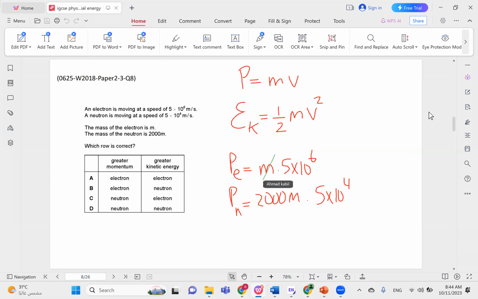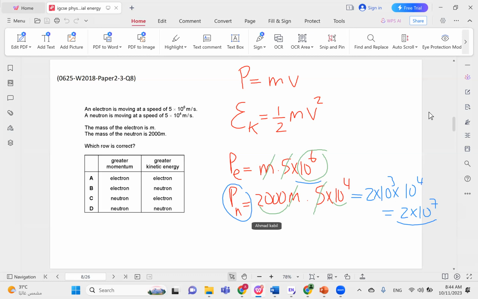So they both have m. We don't really care about the m. They both have 5. This has 10 to the power of 6, and this has 2000 times 10 to the power of 4. So if I write this in scientific notation, this would be 2 times 10 to the power of 3 times 10 to the power of 4, which is the equivalent of 2 times 10 to the power of 7. Hence, 2 times 10 to the power of 7 is obviously greater than just 10 to the power of 6. So the Pn is greater than Pe.